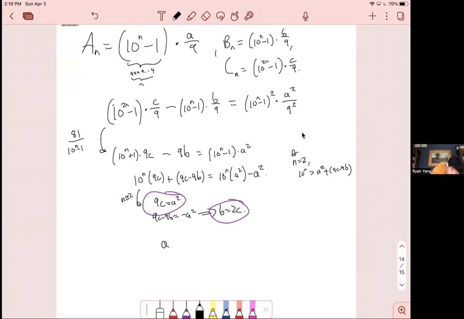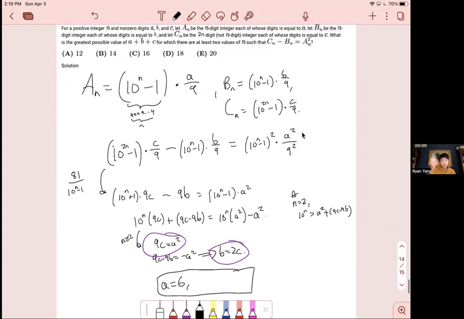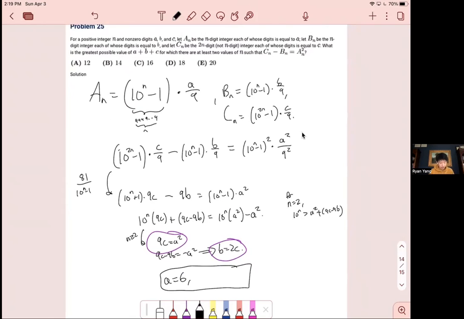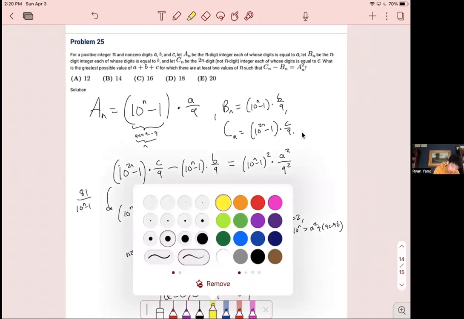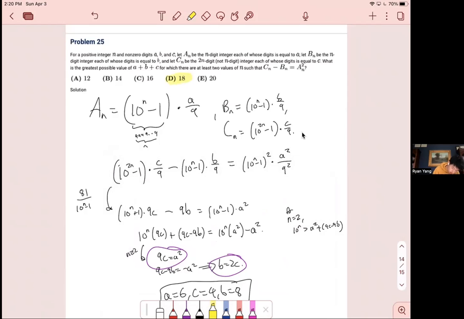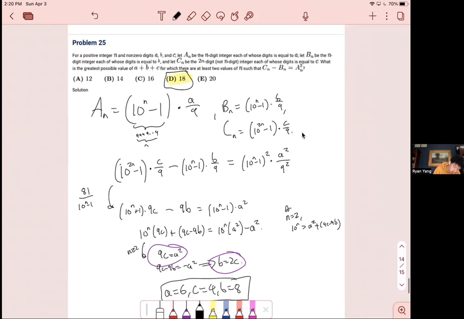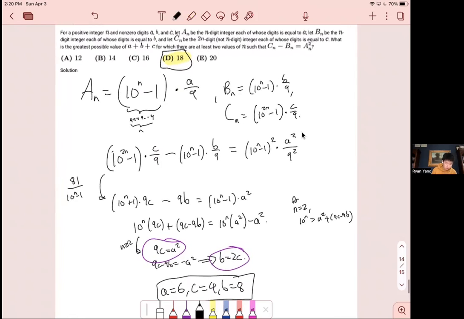And the biggest we can hit is, a has to be a multiple of 3, because 9 divides a squared. So a equals 6, c equals 4, and b equals 8 is as good as we can go without getting above 10. And then adding that up, 6 plus 4 plus 8 gives us 18. And we are done with problem 25.